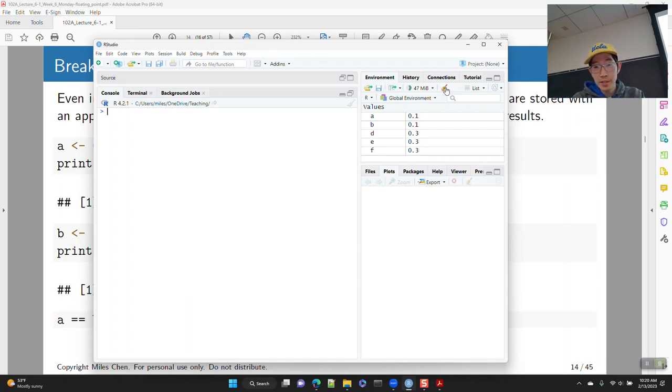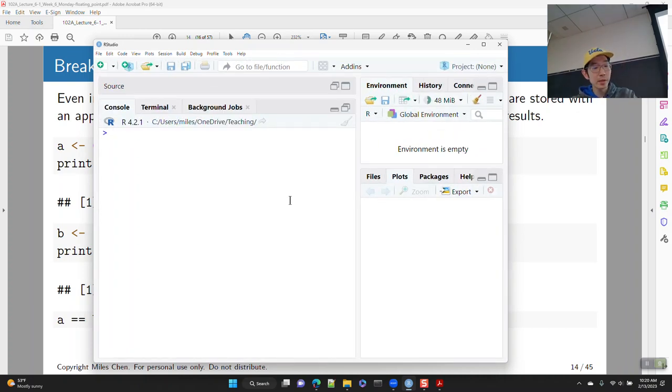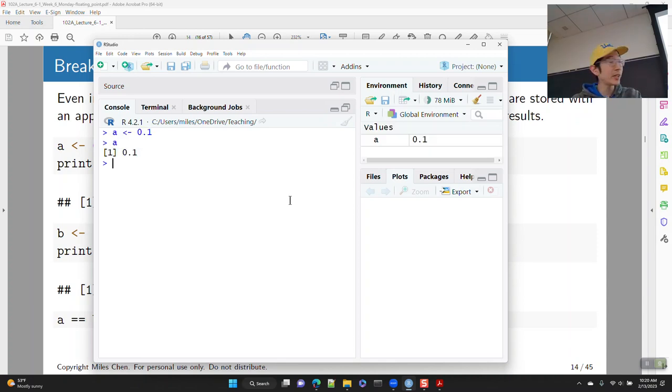Let me clear out some of this stuff here, and blow this up. All right, so let's say A is 0.1. Okay, so what is A? A is 0.1. B is going to be 0.3 divided by 3. What's B? B is 0.1, okay? Now here's a question: what will A equals equals B return? And it returns false, right? And you're like, what? A is 0.1, B is 0.1, A equal B, false.